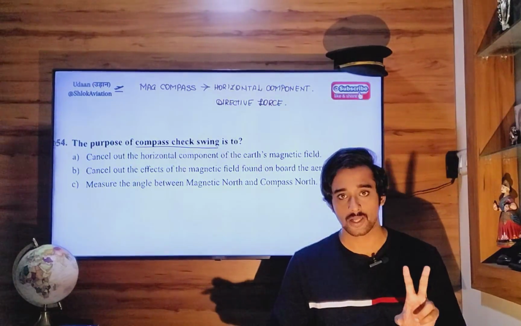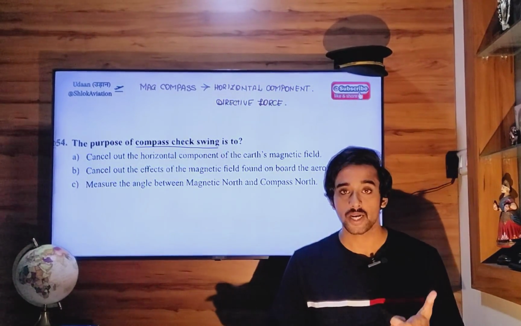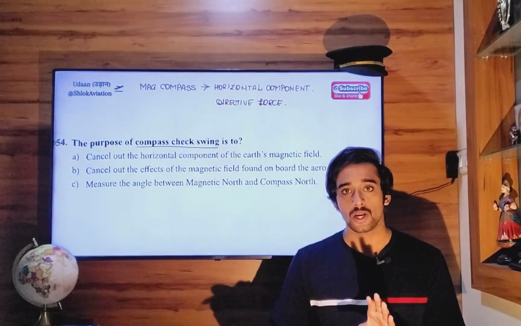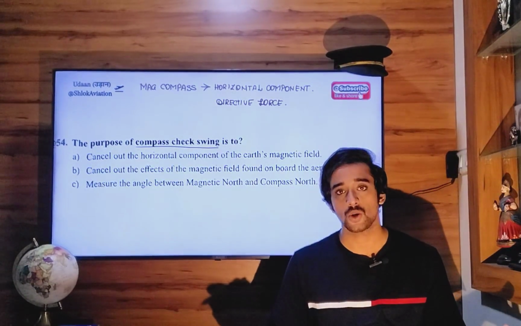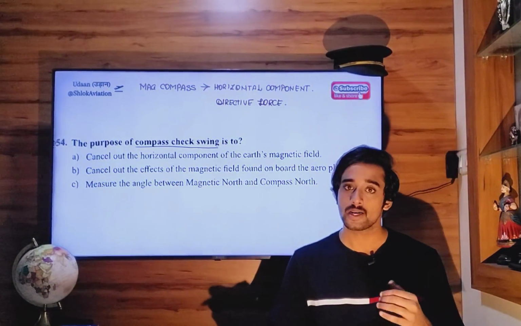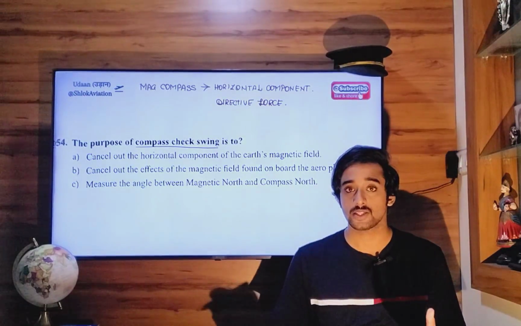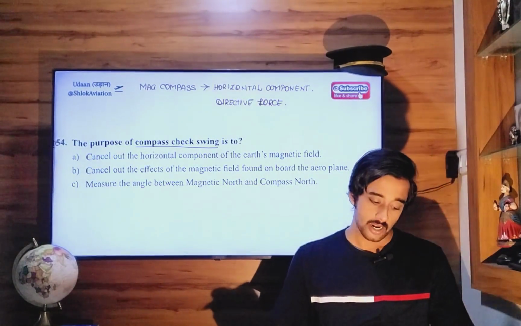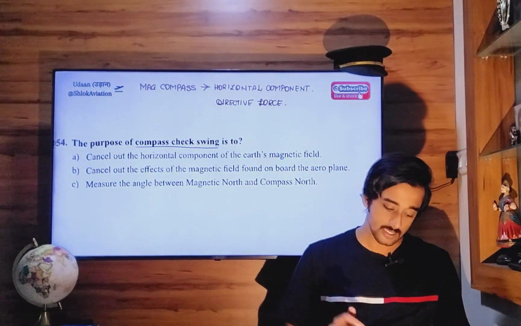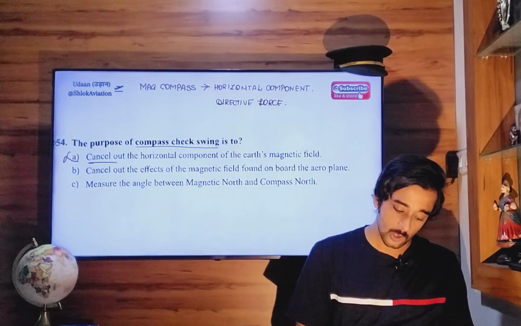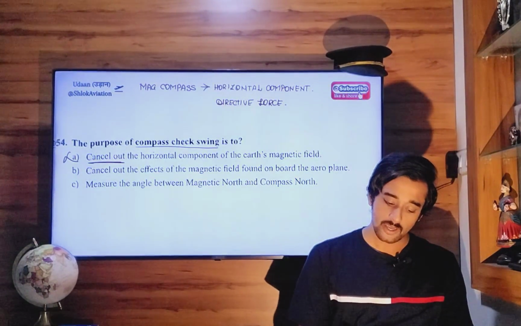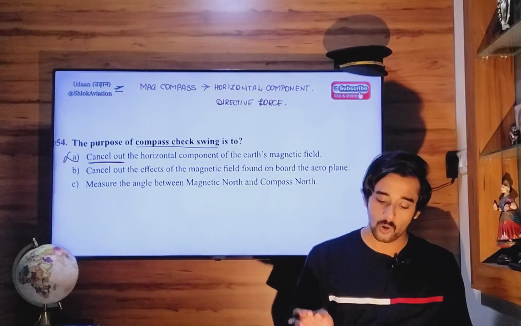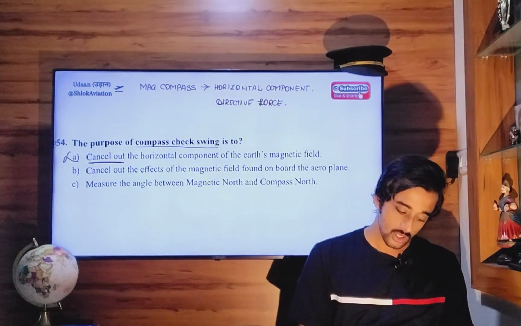There are two components, horizontal component and vertical component. Vertical component is undesirable. Okay, it's not of use. Horizontal component is what is the directive force, right? So magnetic compass requires that. So this will be wrong. We cannot cancel it. Cancel out the effects of magnetic field on board your aircraft. No.